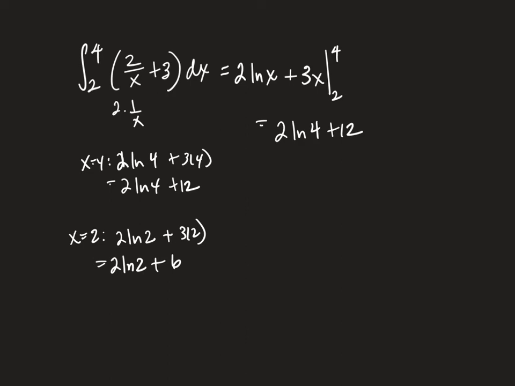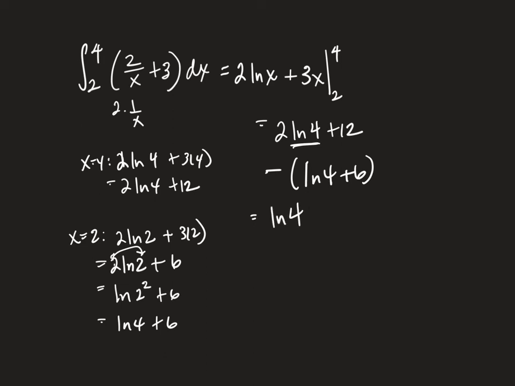Now, because I'm noticing I've got this ln of 4 here, I'm going to use the properties of logarithms that say if I have this 2 out in front, I can rewrite this as ln of 2 squared. It becomes an exponent there, which means ln of 4 plus 6. So this is minus ln of 4 plus 6. So this is 2 ln of 4 minus 1 ln of 4. That leaves 1 ln of 4, and we've got 12 minus 6 is 6. This would be my final exact answer. If we're asked to round, then we would plug this into our calculator to figure out what that would be.